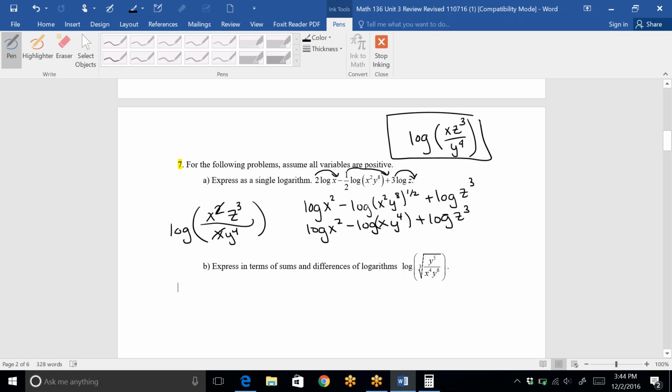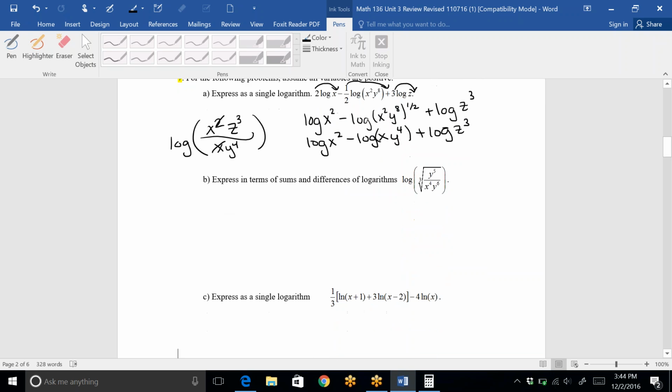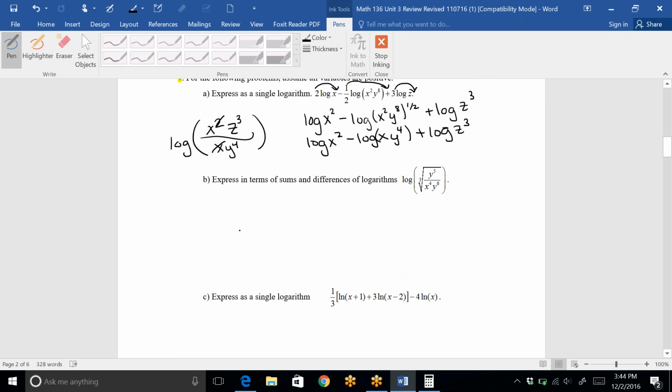Okay, so for B part, we're supposed to break this log back up into multiple logs that are added or subtracted together. We've got this big cube root here, so we're going to have to take care of that. Let's see, where do I want to start? Yeah, I'm going to start with that. So that would be log of y to the 5th, x to the 4th, y to the 6th, all to the 1/3 power.